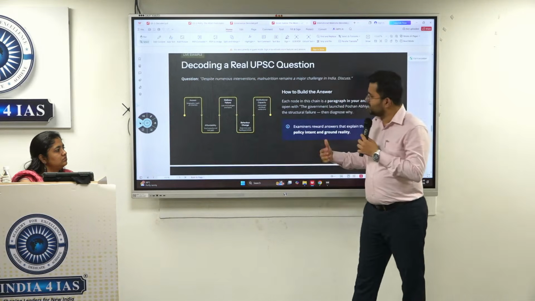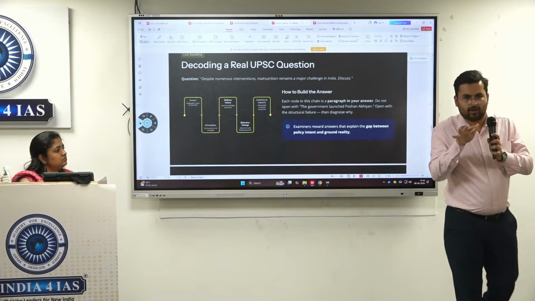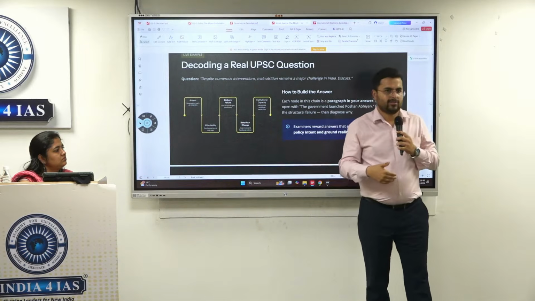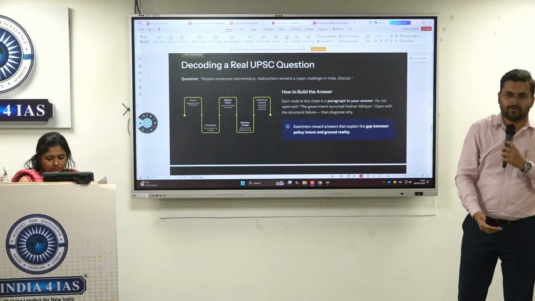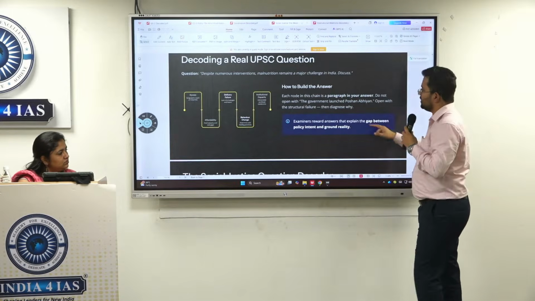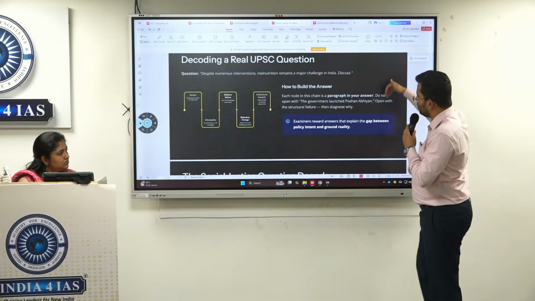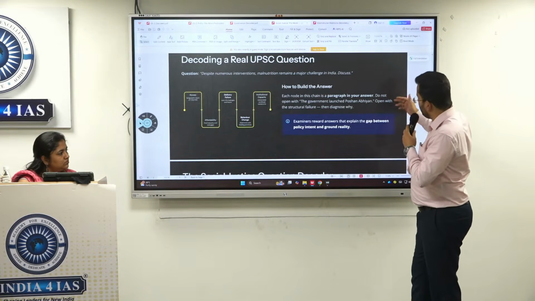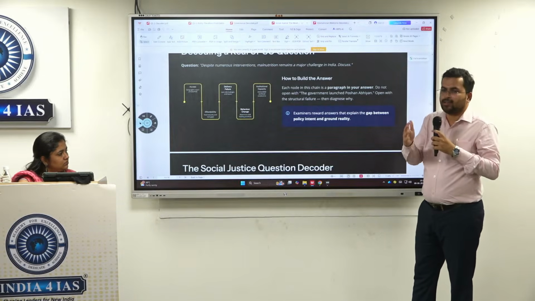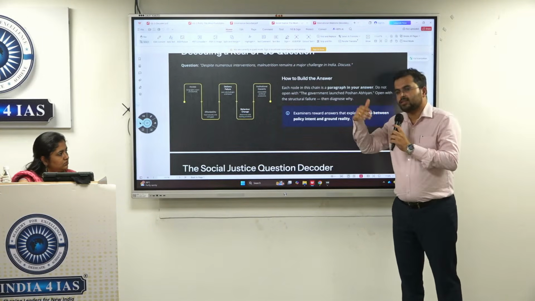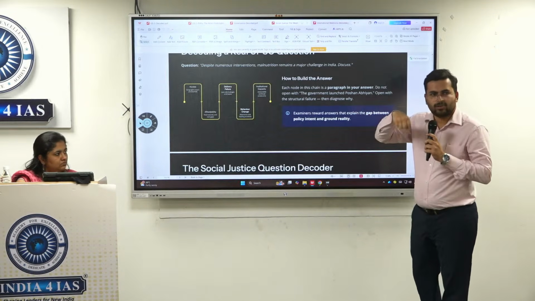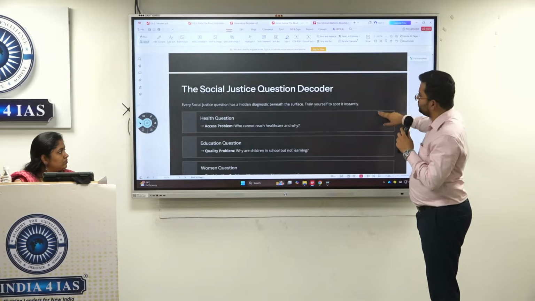Then institutional capacity, again governance overlap, lack of capacity, not having the requisite number of professionals in the field. This is how you build a social justice node in this chain for a paragraph answer. Do not open with the government launched push. Open with the structural problem, then diagnose why. You have challenges, address the challenges. You have reforms, application problems, address them and have solutions. That is more than enough.